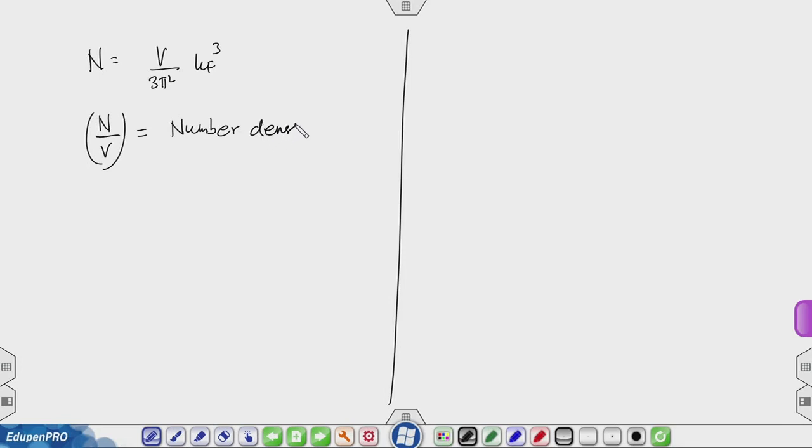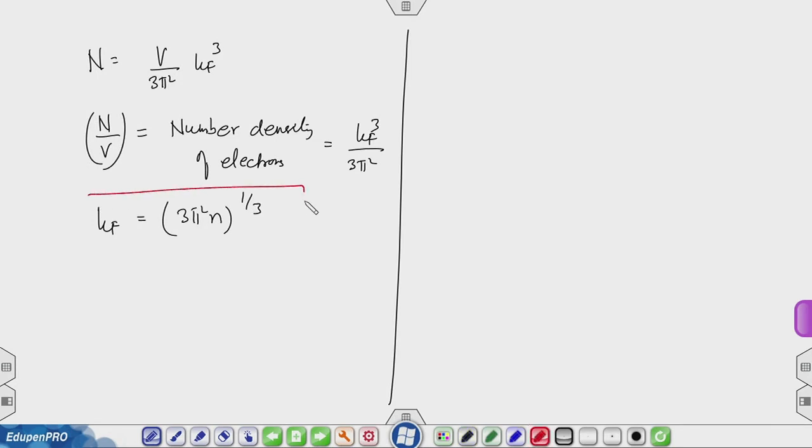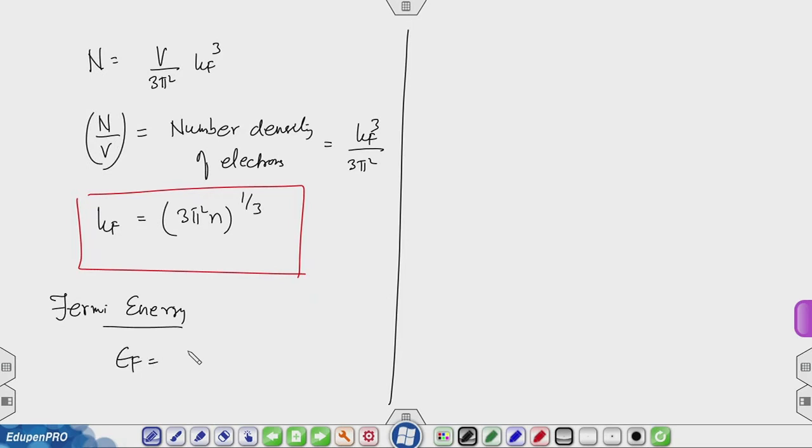number density of electrons, is equal to k f cubed over 3 pi square. Fermi wave vector is going to be 3 pi square n raised to 1/3. So, just like we did in 1D, now we have found the relationship for Fermi wave vector in 3D. The Fermi energy is going to be epsilon f, which is h cross square k f square over 2 m, which is h cross square over 2 m times 3 pi square n raised to 2/3.